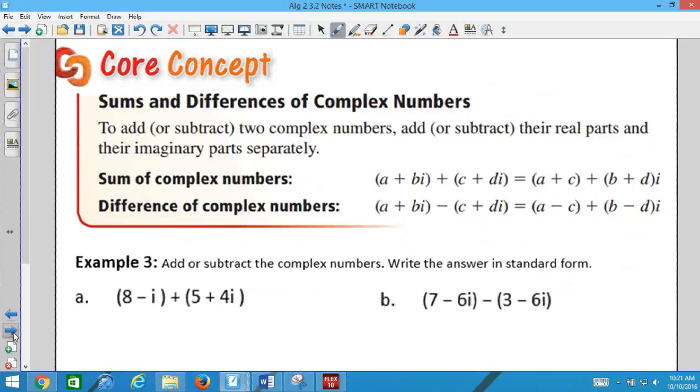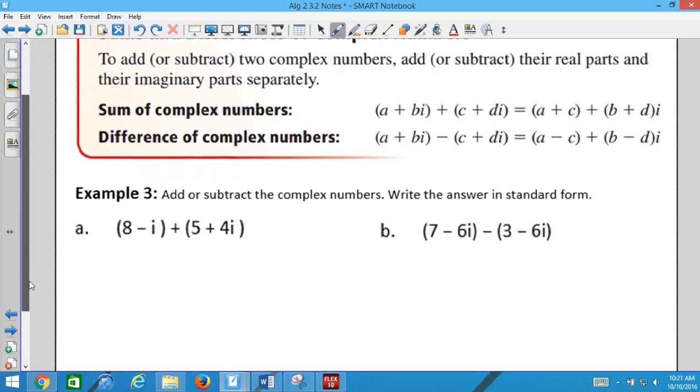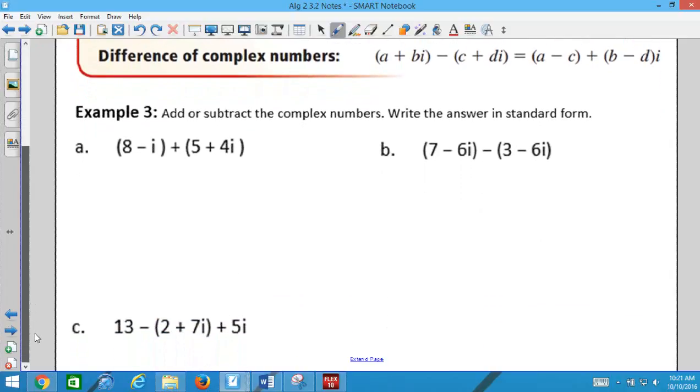So when we do this next section, I'm not going to read this for you. This is just a concept that is there if you forget how to do it. Add or subtract the complex numbers, write the answer in standard form. It means we're going to write our answers in a plus bi form.